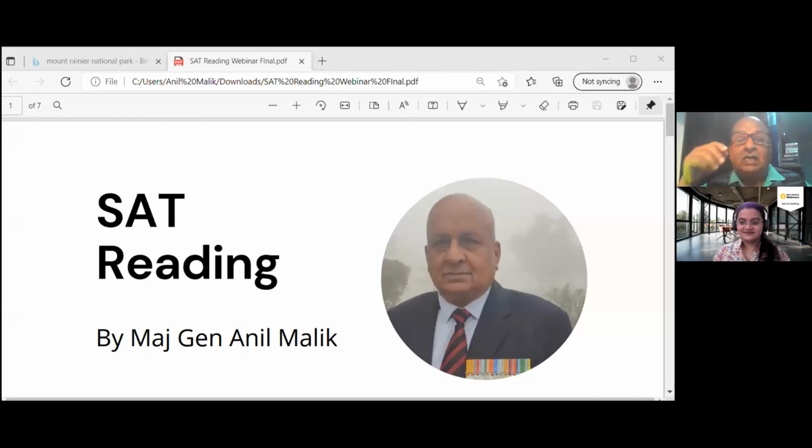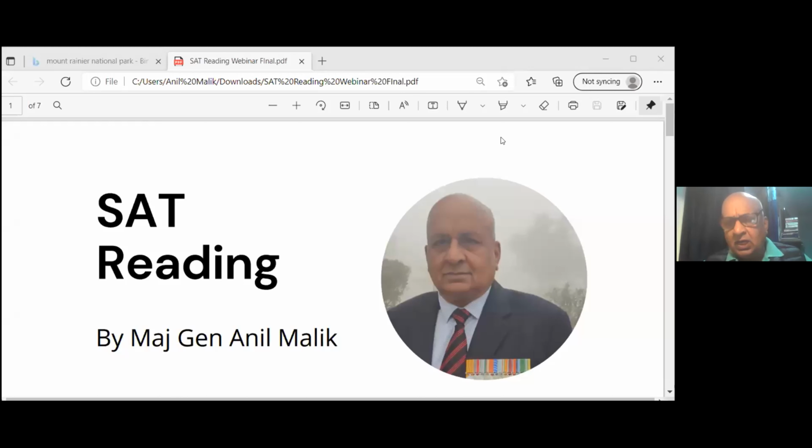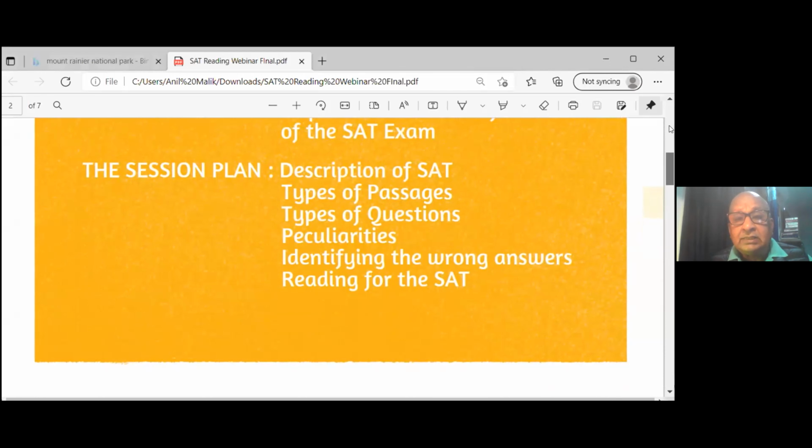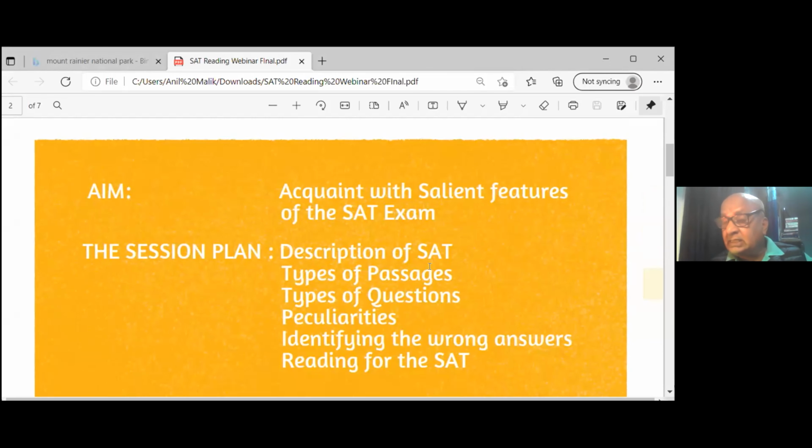On SAT reading. The intent this evening is not to cover everything, as the reading is too vast to cover in half an hour. What I plan to do in this session is show you the plan I made to describe the SAT reading: what types of passages come, the types of questions, the peculiarities of the SAT reading, identifying wrong answers, and reading for the SAT.